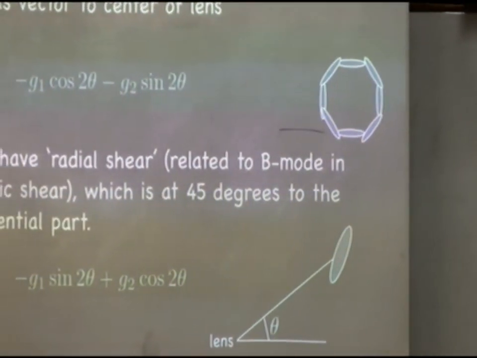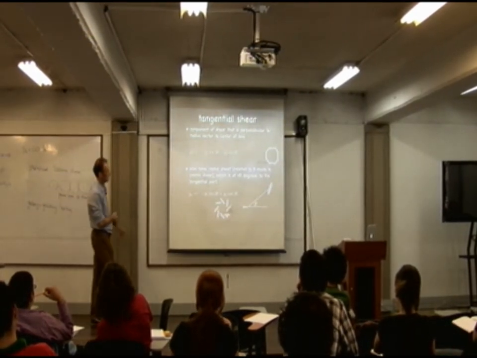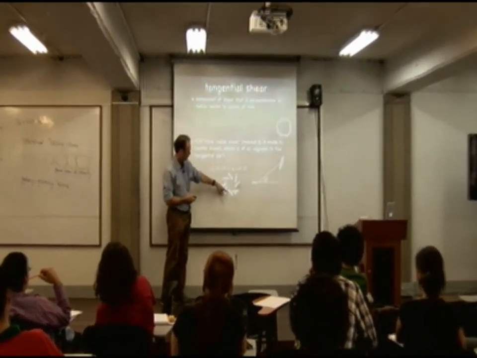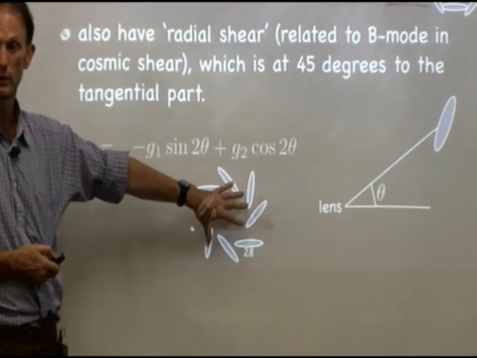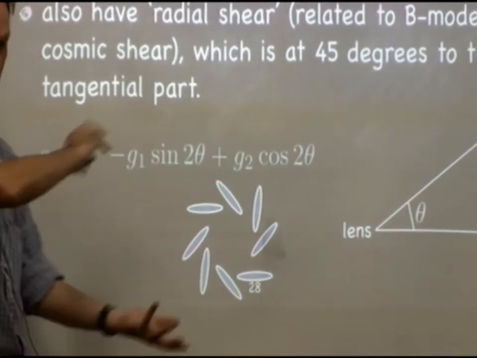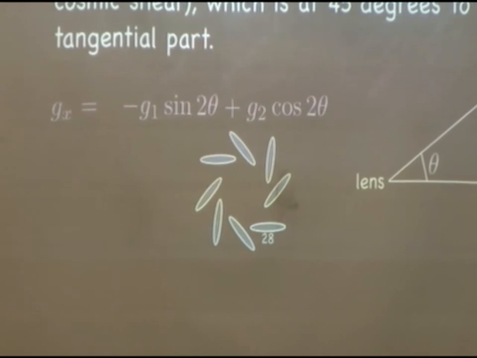And this is related to this B mode. So that looks like this. Right? The tangential shear is that one. And this is what's called the cross shear, the other component. And gravitational lensing is not able to do this, because this introduces a kind of rotational symmetry. And if you remember, the distortion matrix was symmetric. It cannot make a rotation.